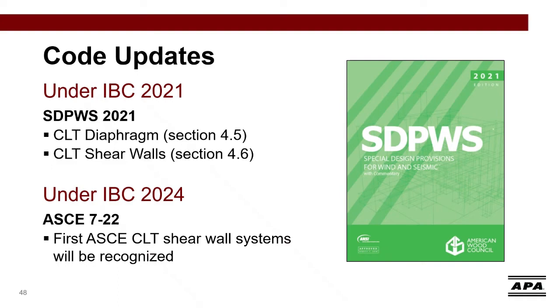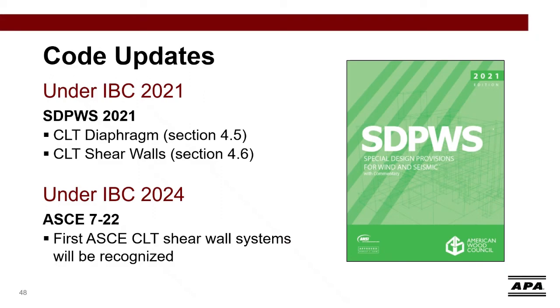Note that there are no tabulated nominal capacity values in SDPWS for CLT diaphragms or shear walls. The capacity of CLT diaphragms are based on the connection capacities used to transfer diaphragm shear, and CLT shear wall design is based on Appendix B, which provides design and detailing requirements.